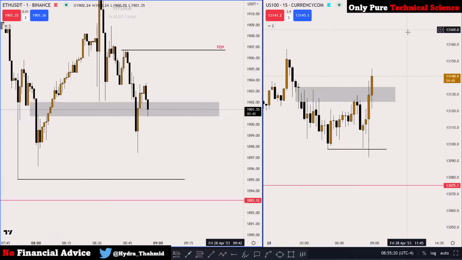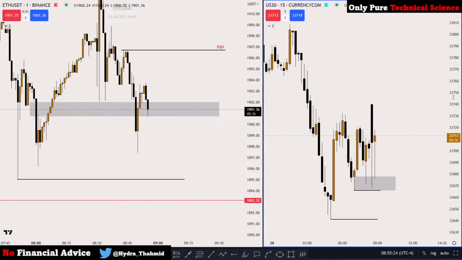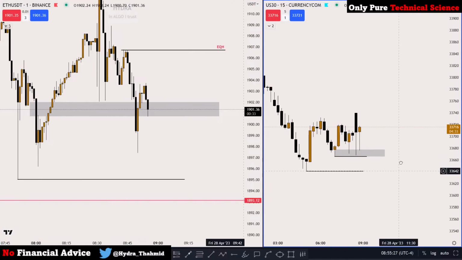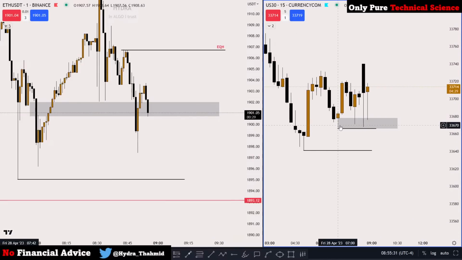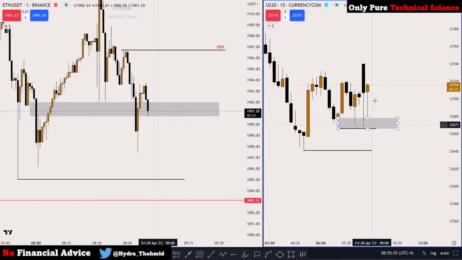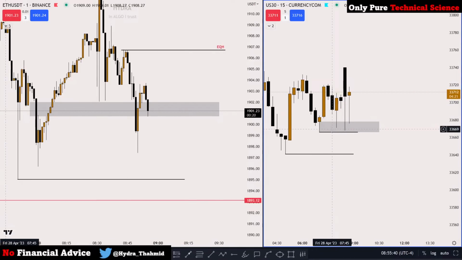On US 100, nothing's happening, right? Let's look at US 30. Nothing. It's just consolidating, manipulating quite a lot. Look at that, folks. Look at US 30. That's our rejection block, right? Price came down again, got support from it. So you want to trade in this condition? Not me.